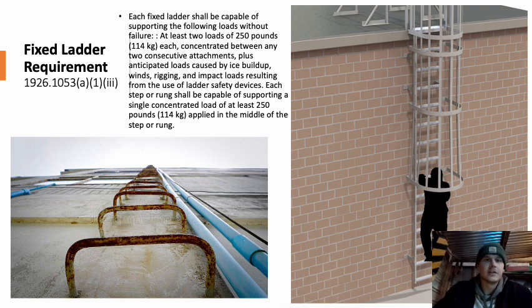So next, we are going to talk about the fixed ladder requirement, and obviously, this ladder is just a ladder that's attached to a building or whatnot. And this one's a little different. It says that the following loads without failure should be at least 2 loads of 250 pounds each, concentrated between any 2 consecutive attachments, plus anticipated loads caused by ice buildup, winds, rigging, and impact loads resulting from the use of ladder safety devices. Each step or rung shall be capable of supporting a single concentrated load of at least 250 pounds applied in the middle of the step or rung. So these need to be pretty sturdy, obviously.